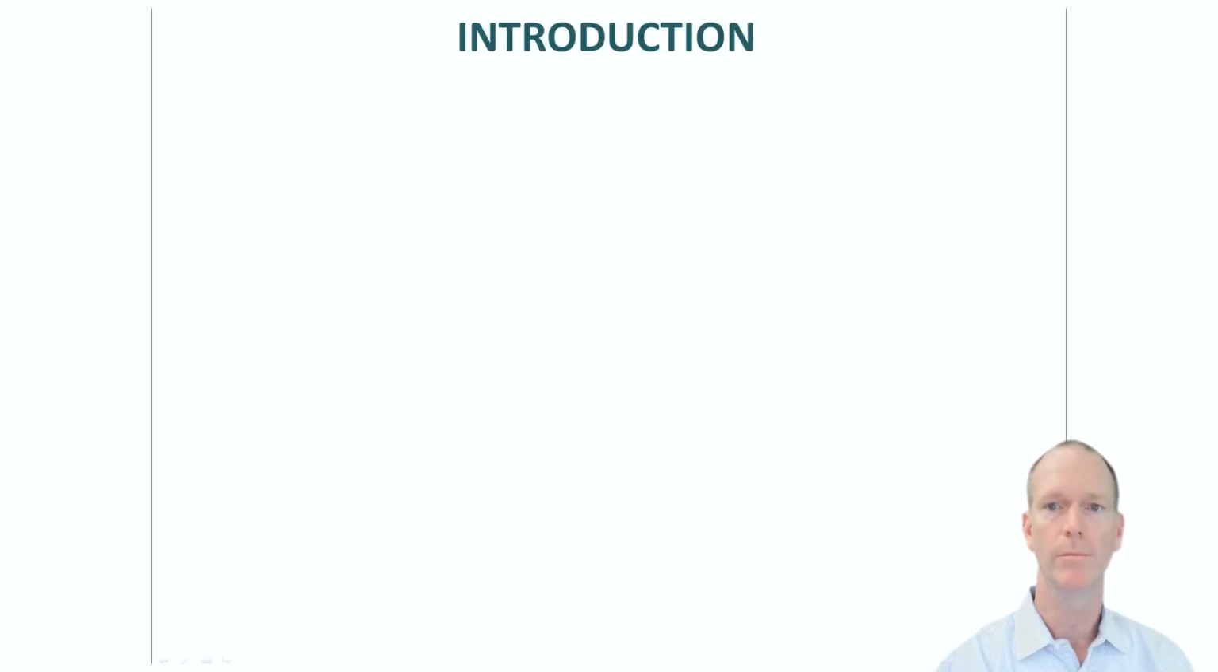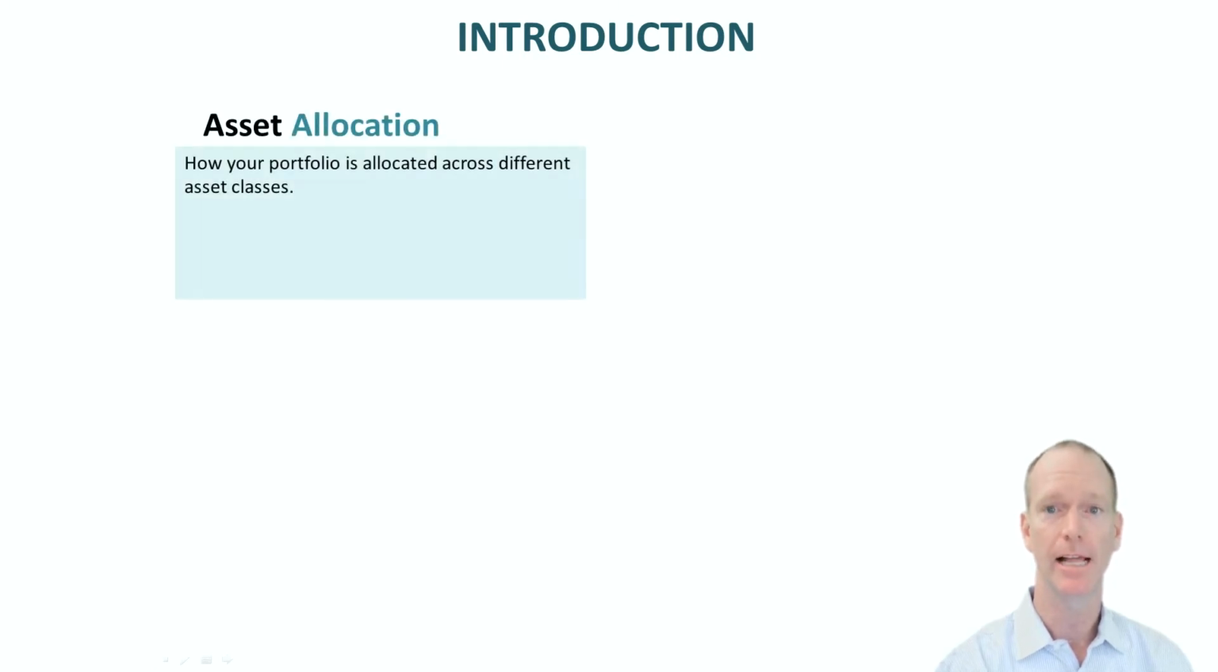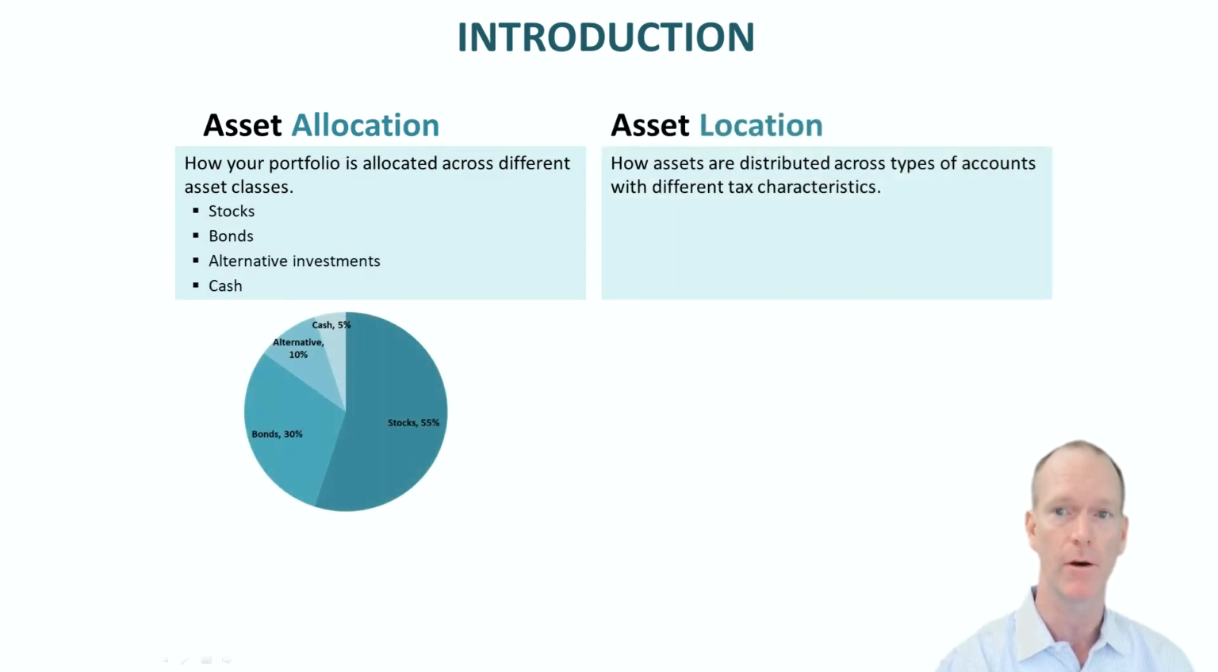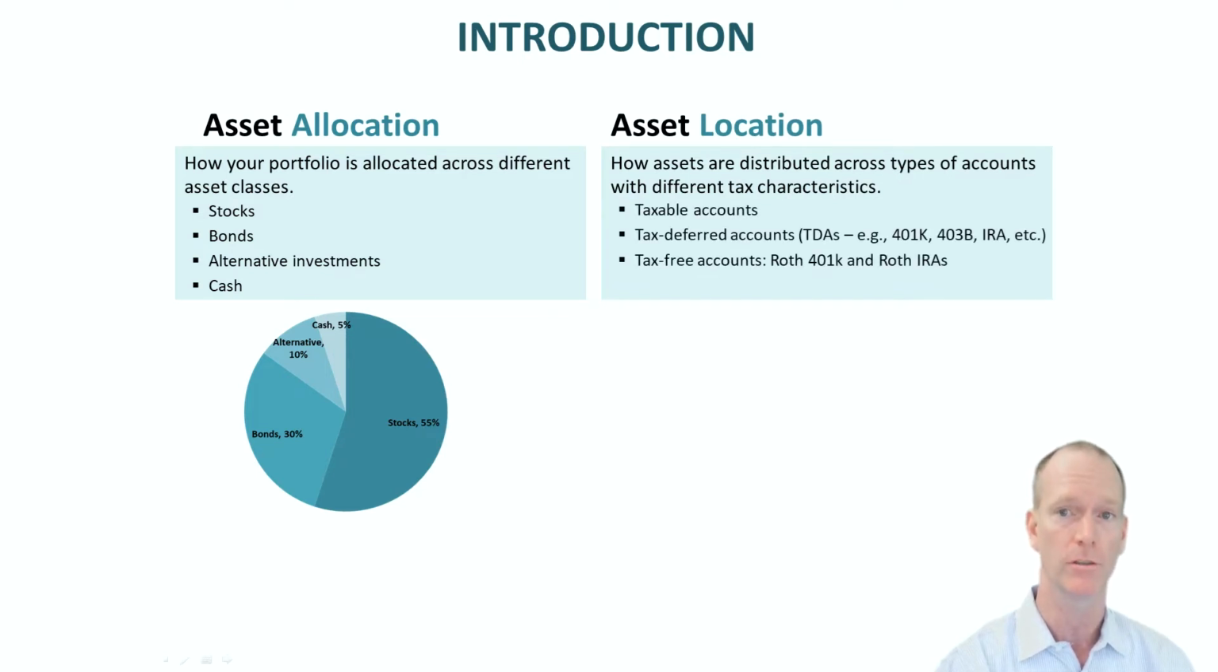Now we're going to get into the meat of this video about asset location, but this should not be confused with asset allocation. Asset allocation discusses how your portfolio is allocated across different asset classes like stocks, bonds, alternative investments, and so forth. Asset location discusses how assets are distributed across different types of accounts. So those are your brokerage accounts, tax-deferred accounts, and Roth accounts that we just discussed.